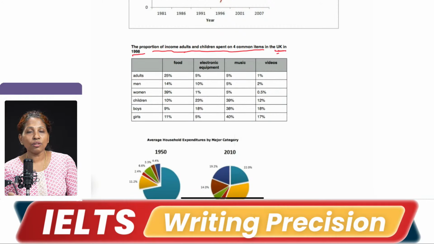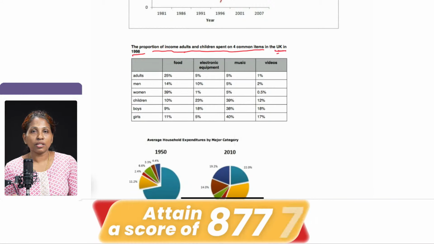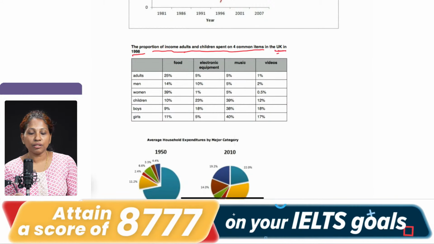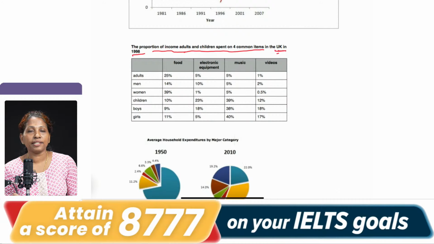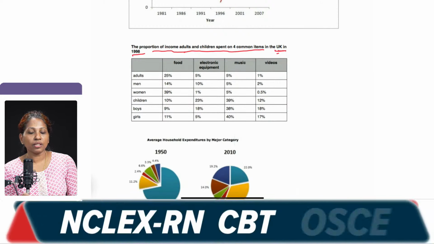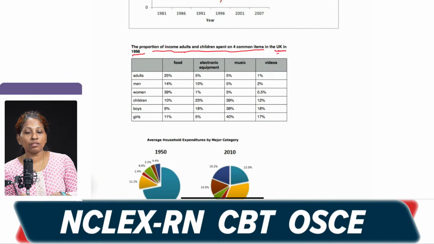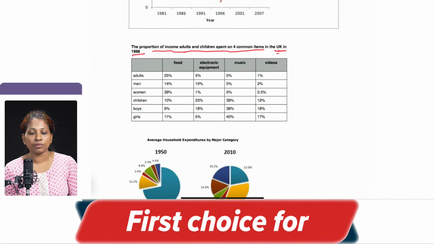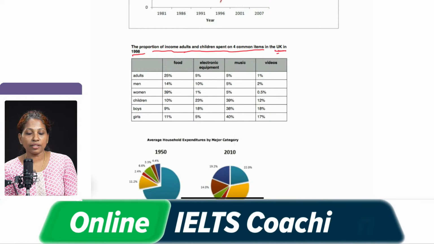So this is a single year table. Tables can be for single years and multiple years. This is a single year table only for the year 1998, right? And what is it? The proportion of income the adults and children spent on 4 common items in the United Kingdom in 98.